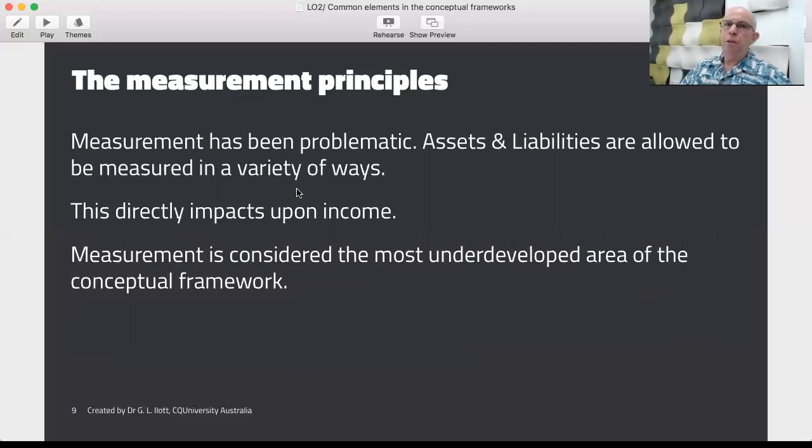And the measurement principle, this has been the most problematic area for accounting. Now, we met and read through a lot of the issues in measurement from the previous module. So in the conceptual framework, it allows for a range of different measures. And so assets and liabilities are allowed to be measured in a variety of ways. And so as you change these different ways of measuring, this directly impacts upon income. It can either boost or detract from income. So this is a very important area for accounting decision-making.